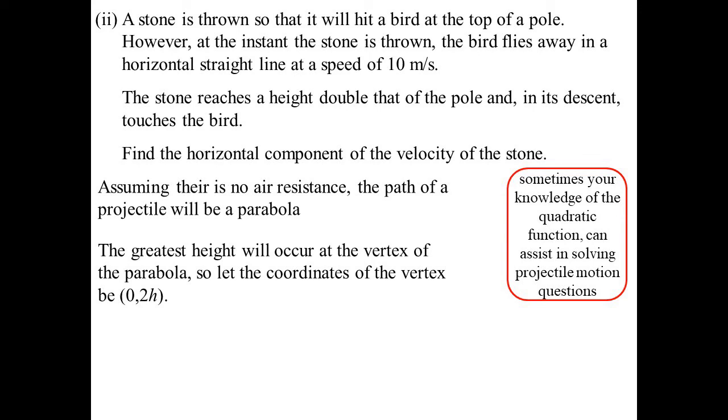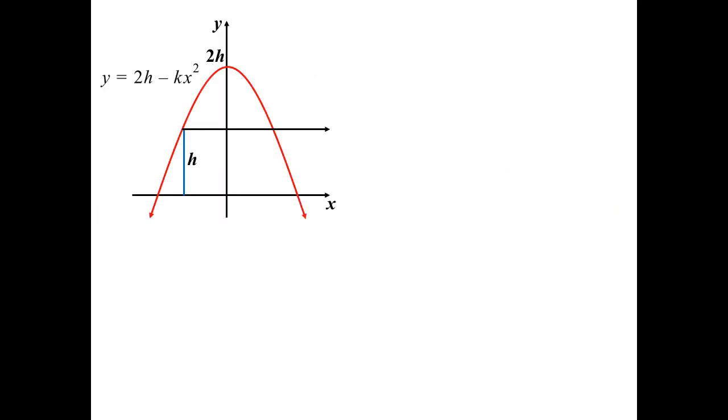The greatest height will occur at the vertex of the parabola. So I'm going to let the coordinates of that vertex be (0, 2h), because it was twice the height of the pole. That means the equation of my parabola will be y = 2h minus kx squared. I've got an upside down parabola, shifted up 2h. It looks something like that. So there's the pole, and the bird's flying along that black line there.